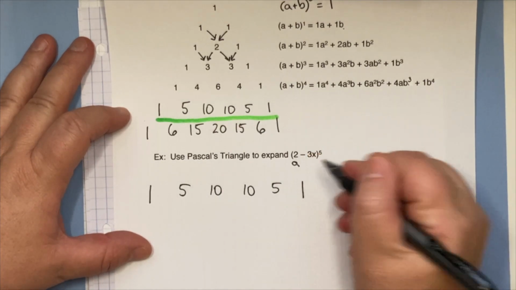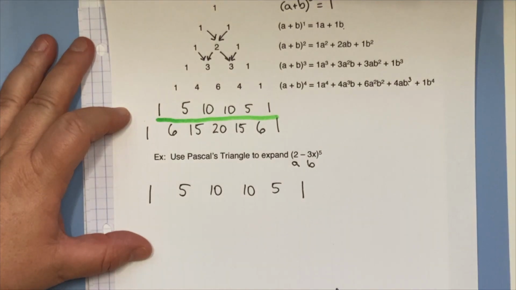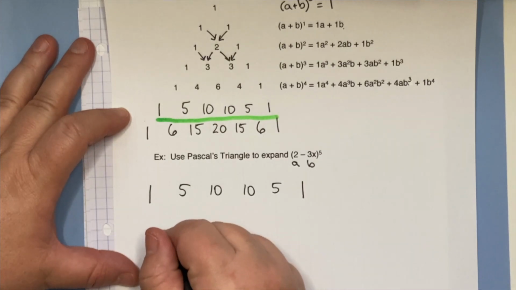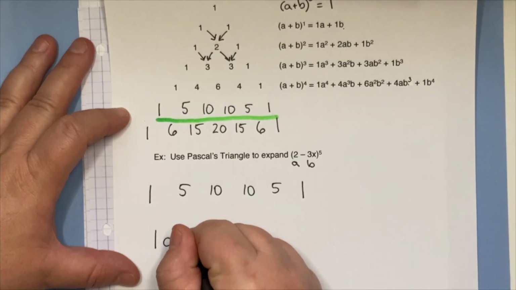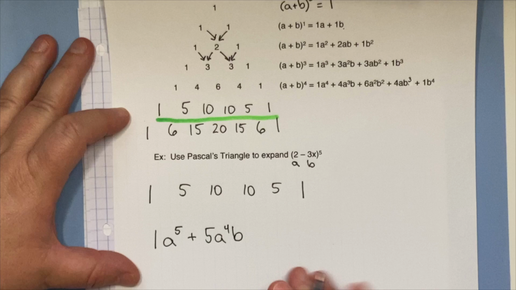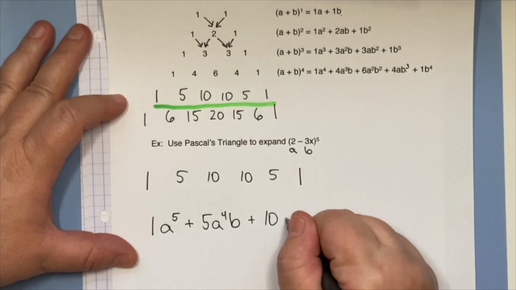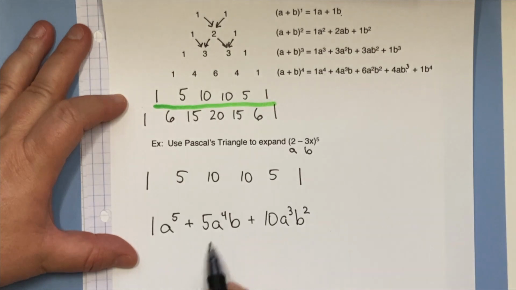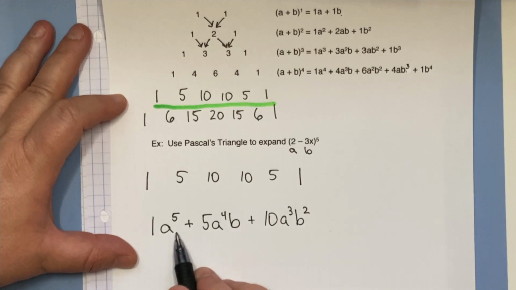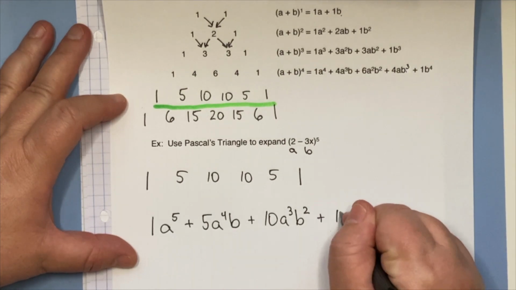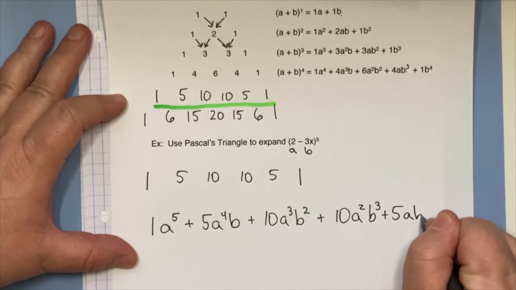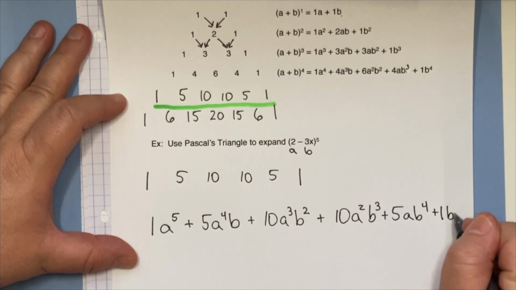Our a is 2 and our b is minus 3x, and we're raising it to the 5th power. So I'm going to say 1 times a to the 5th plus 5 a to the 4th b plus 10 a cubed b squared. Remember, as a goes down, 5, 4, 3, b starts going up. No b's, 1 b, 2 b's. 10 a squared b cubed, 5 a b to the 4th, b to the 5th.